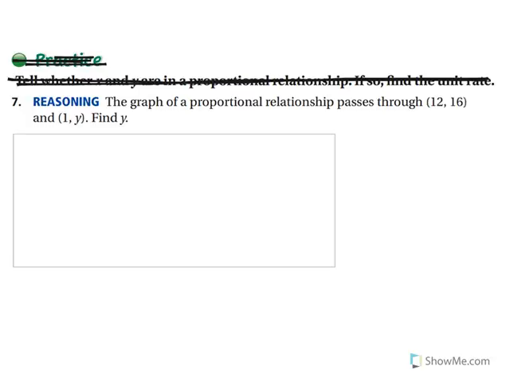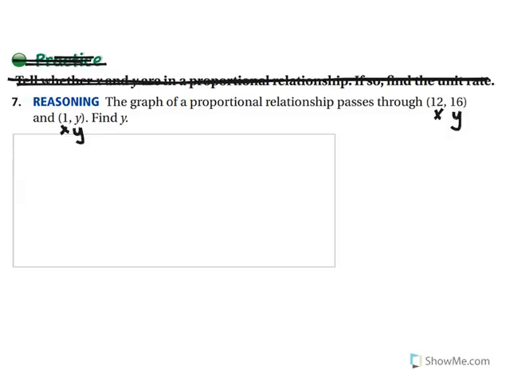So for 7, all we're doing is following the directions that are given in the problem. It says the graph of a proportional relationship passes through 12, 16, that's x, y, and 1, y, again that's x, y, right? And it says find y. Now, I'm going to see if any of you can figure this out. It's very possible you're going to get yourself lost on here.